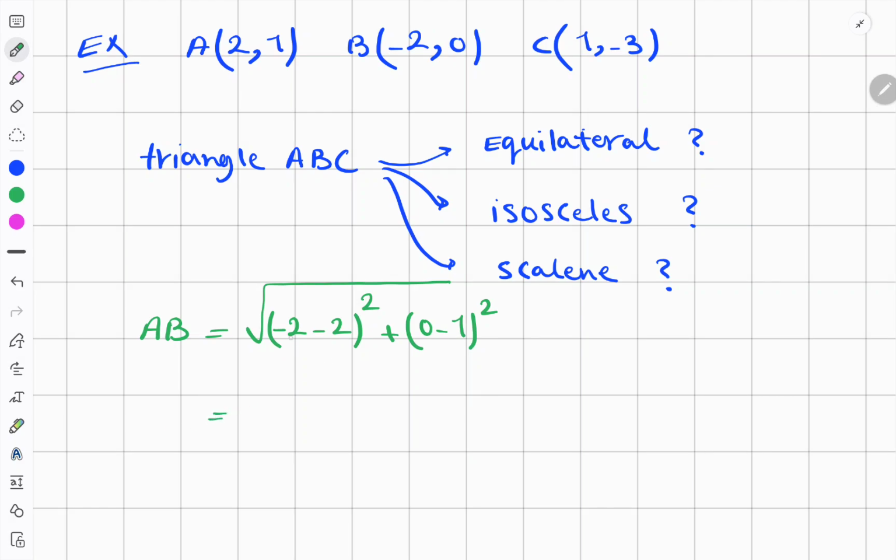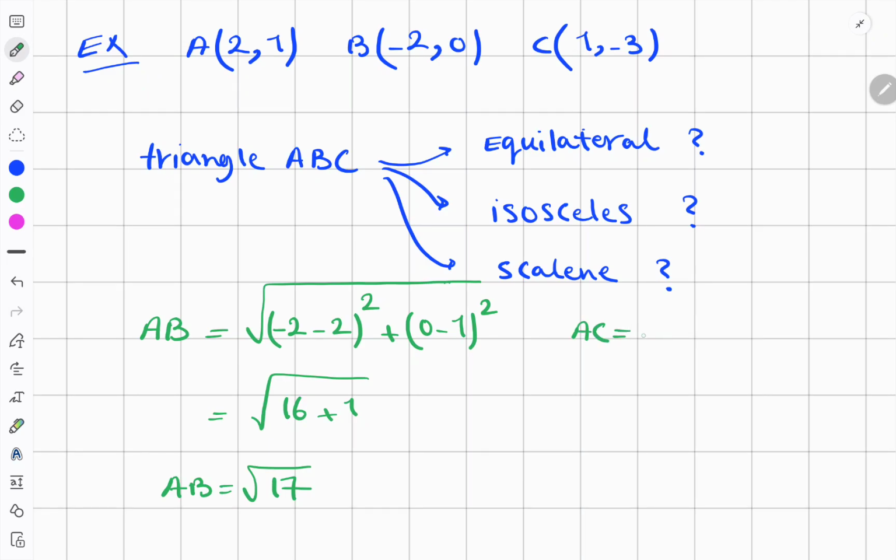Okay. So -2 minus 2 squared plus 0 minus 1 squared. So we have -2 minus 2, -4 squared is 16. 0 minus 1 is -1, -1 squared is 1. So AB is the square root of 17. Okay, and how about AC?